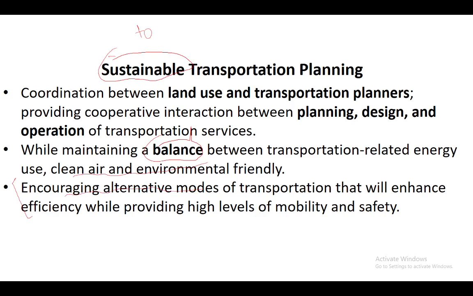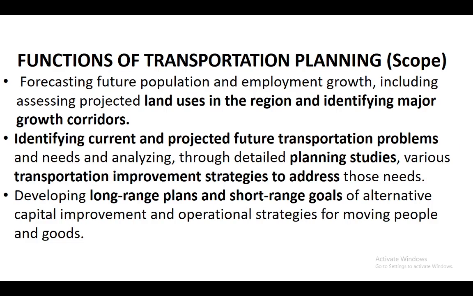Through sustainable transportation planning, we can also encourage different modes through which we can enhance efficiency and also provide a high level of mobility, services, and safety. If we talk about the scope of the function of transportation planning, it is the scope through which we forecast the future population and employment growth, through which we also use the land uses in the region to identify major growth corridors. Through the transportation planning function, we can also identify current and projected problems which may happen in the future, and we can plan and develop for short-term and long-term goals.